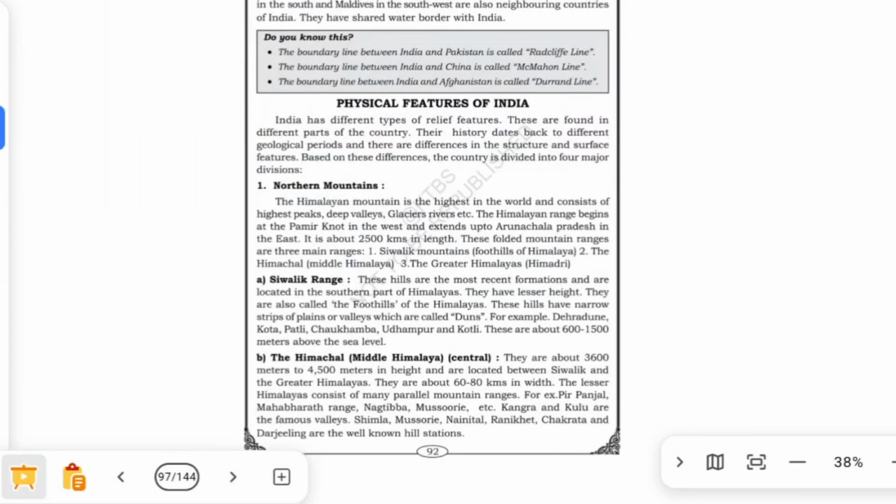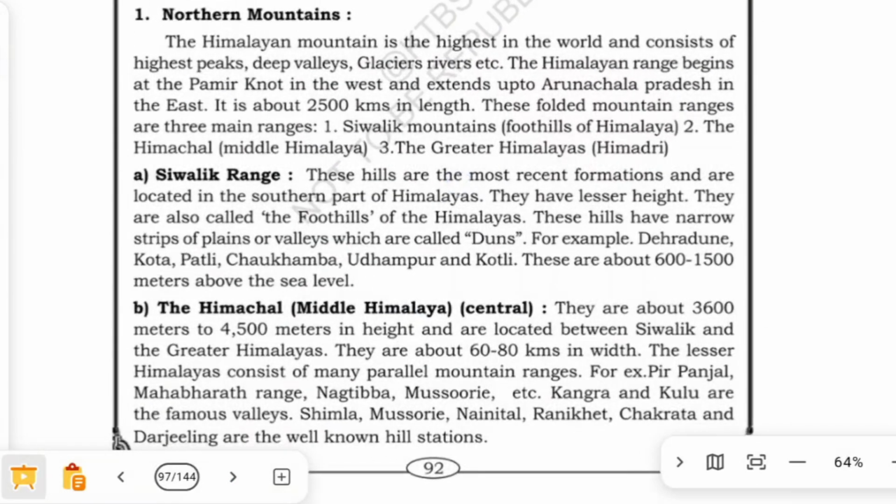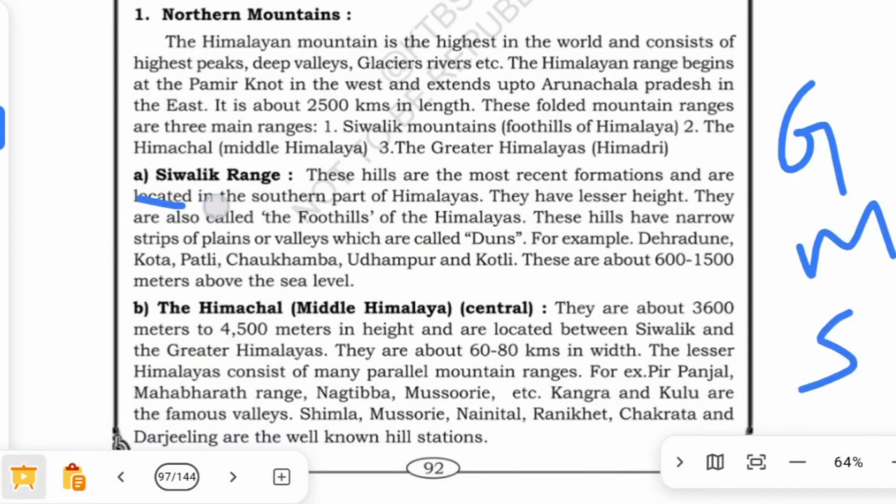And physical features: India is divided into different physical features. Among them, we are going to understand the first feature, the northern mountains. The northern mountains are divided into three parts: Great Himalaya, Mid Himalaya, and Shivaliks. Let us understand from the Shivaliks. These hills are the most recent formation, located in the southern part of the Himalaya in the foothills. We call it the foothills of the Himalaya, so one more name for the Shivalik is the foothills Himalaya.